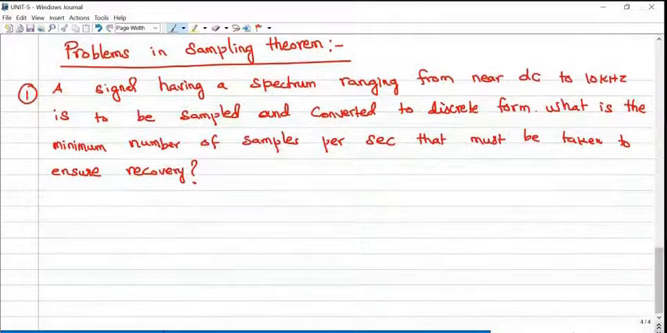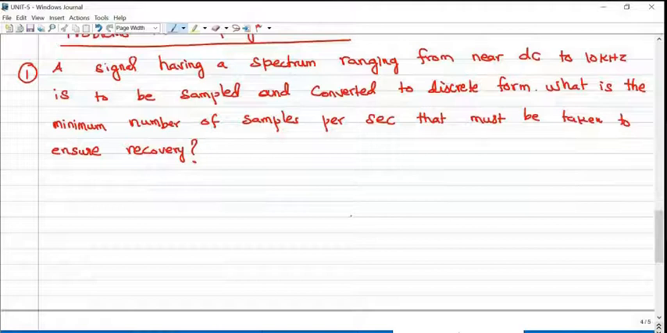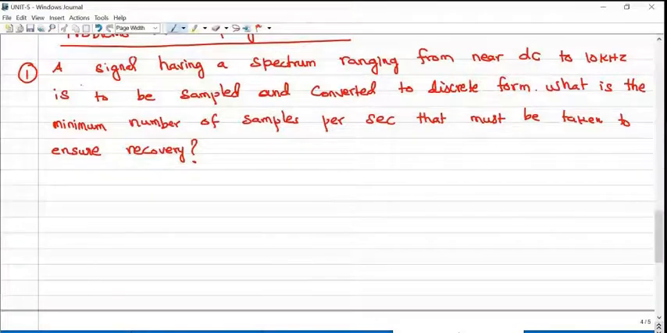Problem number one. A signal having a spectrum ranging from near DC to 10 kilohertz is to be sampled and converted to discrete form. What is the minimum number of samples per second that must be taken to ensure recovery?